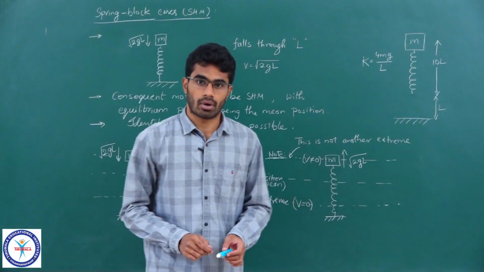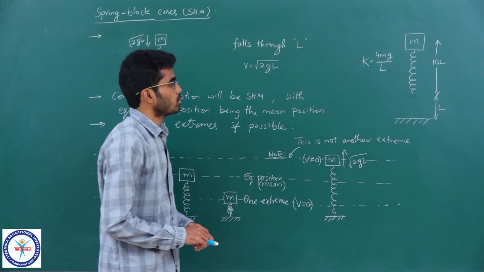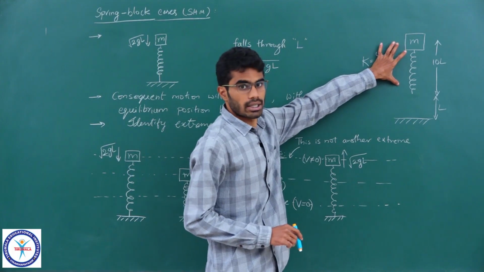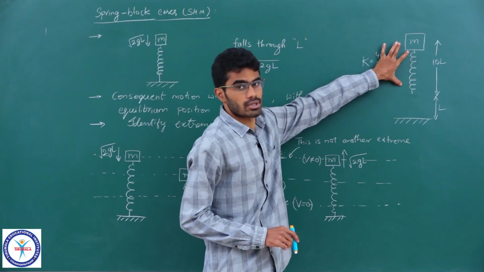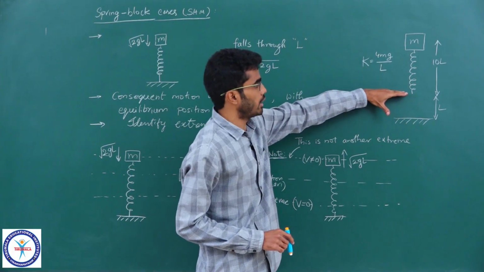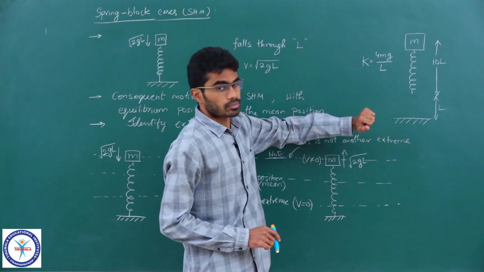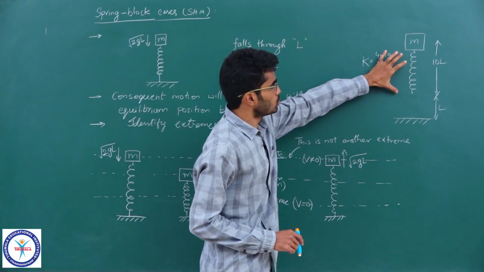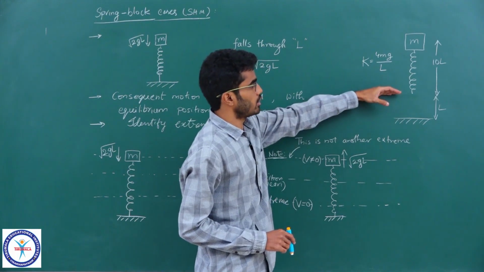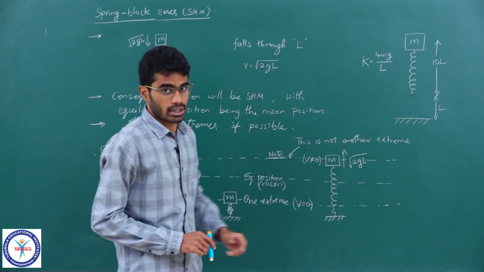So, let us understand the problem very clearly. Now, this system is released from rest at this position. It is at a height of L from the ground. Now, as it falls through L distance, it will touch the ground with some velocity.